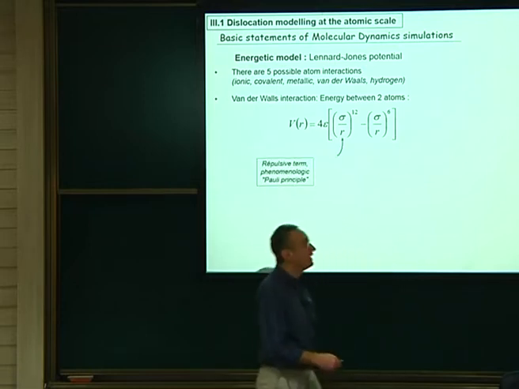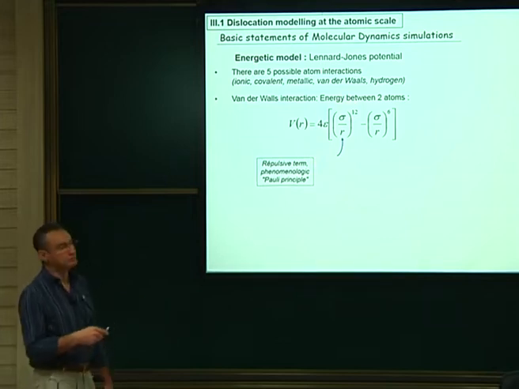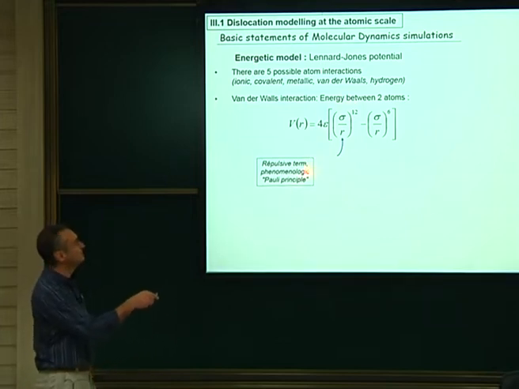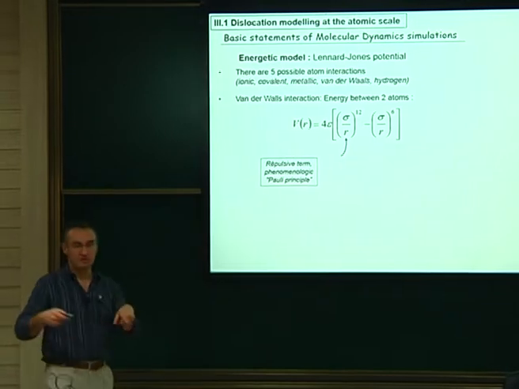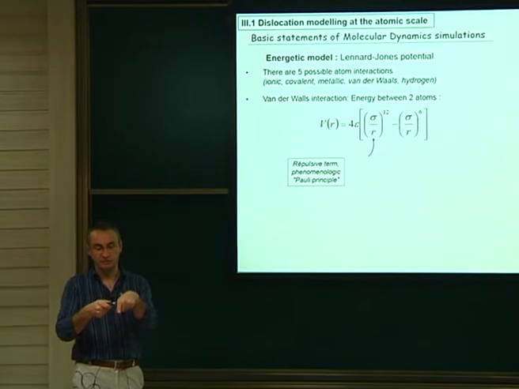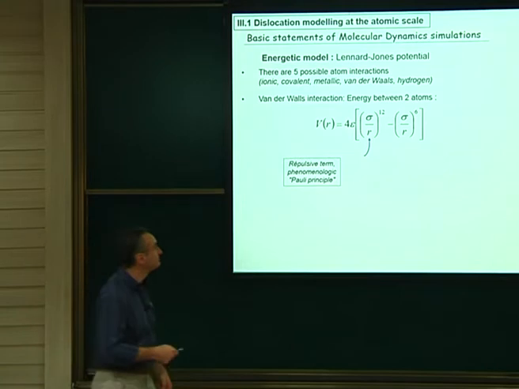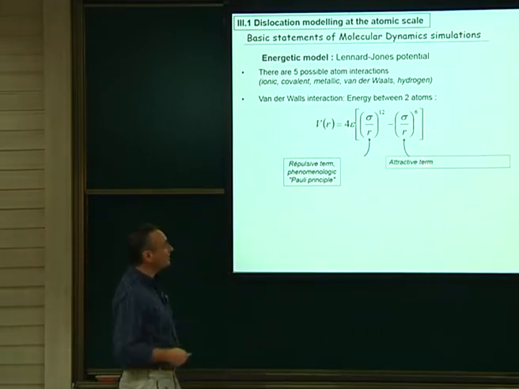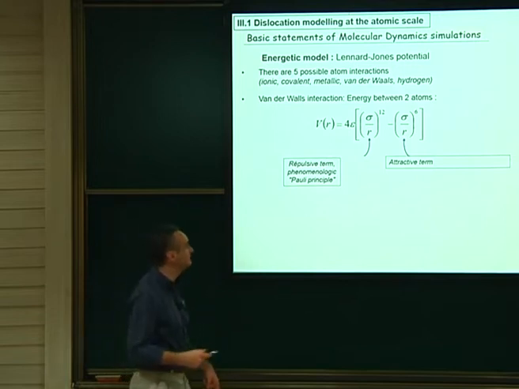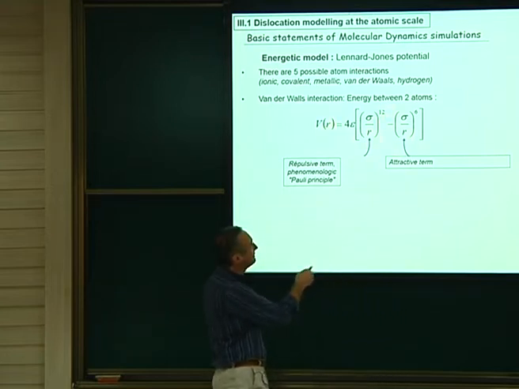This is what we call a repulsive phenomenological potential. You can compute that theoretically out of the Pauli principle. Anyway, you can demonstrate this. The derivative of this potential will give you the force for which the two atoms want to separate. This will be a separation force. And then you have the same for the attraction term. This will give you the force that wants the two atoms to stay together. And this potential depends on the distance between the atoms, r.